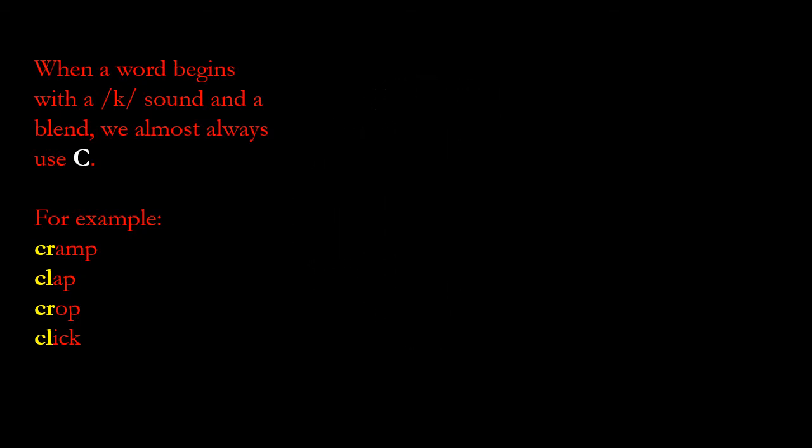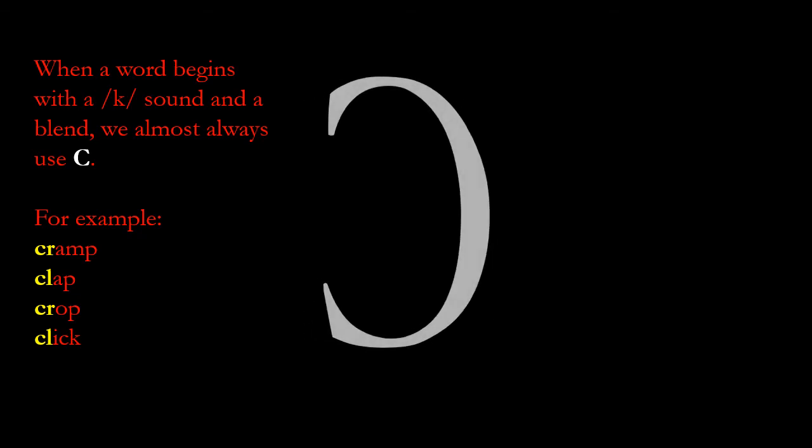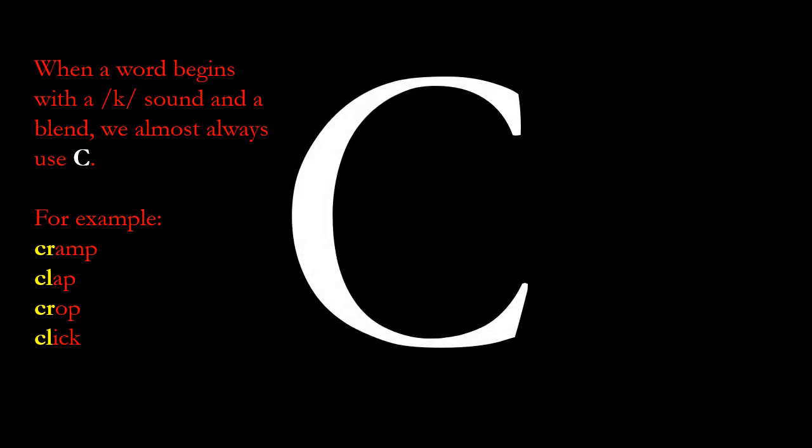Okay, so when a word begins with a k sound and a blend, we almost always use C. For example, cramp, clap, crop, click. You see those all begin with a CR or a CL. There are almost no words that begin with a KR or a KL. In very, very old English, we did have some. These days, they're very rare, and you probably won't see any for a few years, unless they're names. So that's an important thing to remember about using k. And of course, we know we'll never begin with a CK.